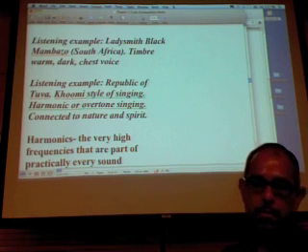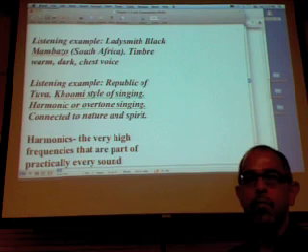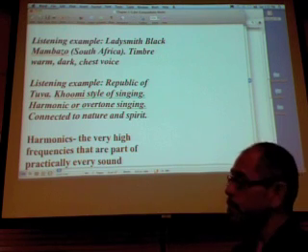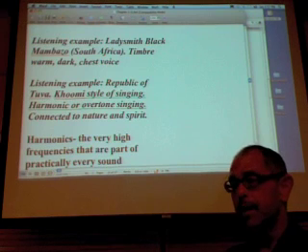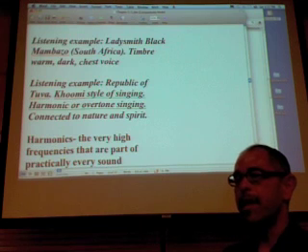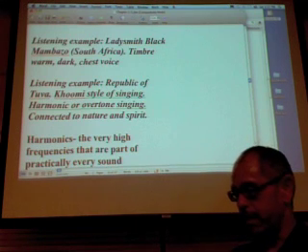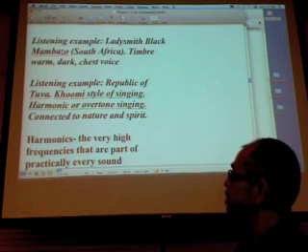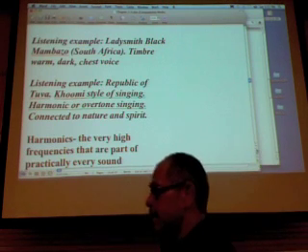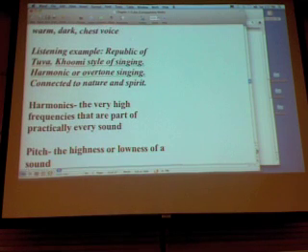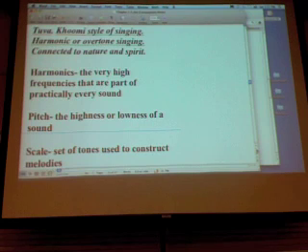And it's also known generically as harmonic or overtone singing or throat singing. And we will talk more about that later. That singing is very connected to nature and spirit. So it's believed that you can tap into the spirit of nature through singing like this. And as I said a few seconds ago, it emphasizes harmonics. Those are the very high frequencies that are part of practically every sound.